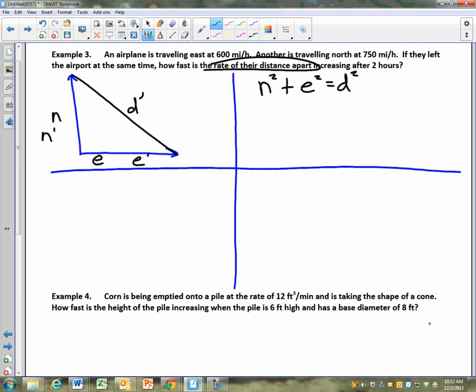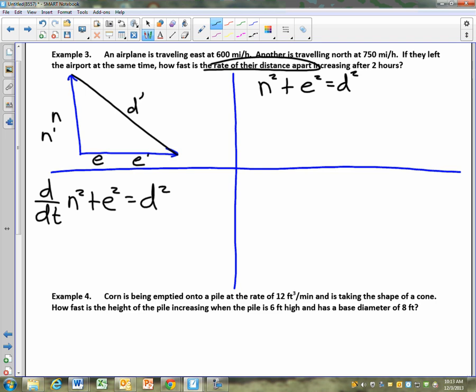N squared plus e squared equals d squared. I'm taking the derivative with respect to time. Let's watch what happens, because this is sometimes the way that people go about these type of problems. N squared plus e squared equals d squared. If I take the derivative with respect to time, again, does the variable t pop up in here at all? No, so therefore it's this implicit differentiation type process. We have to attach a prime to each one of these derivatives.